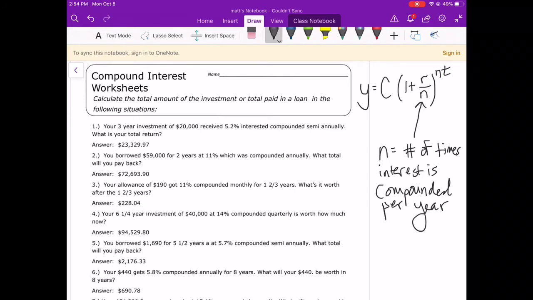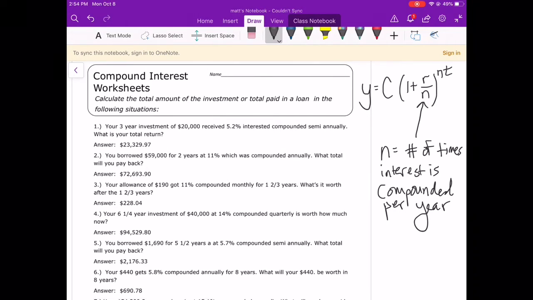So once you have that formula down, I'll do a couple of examples with you just to make sure that you know what's going on. Okay, so we're going to do number one here from this example, where it talks about a 3-year investment of $20,000 with a 5.2% interest rate compounded semi-annually. Our answer that we're supposed to get is $23,329.97. So that'll kind of keep us honest, making sure that we're doing everything right.